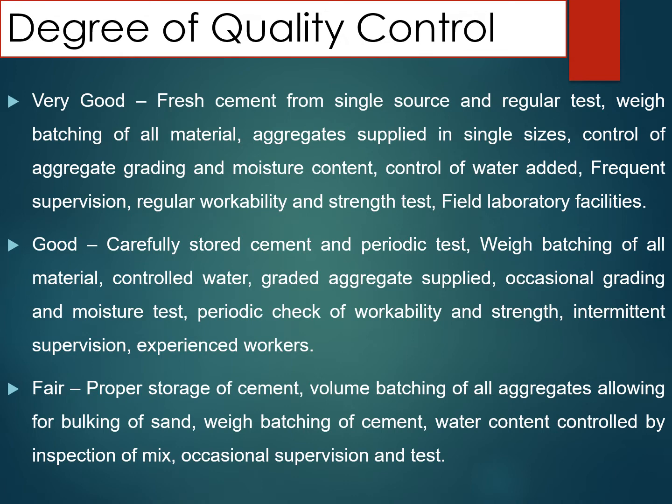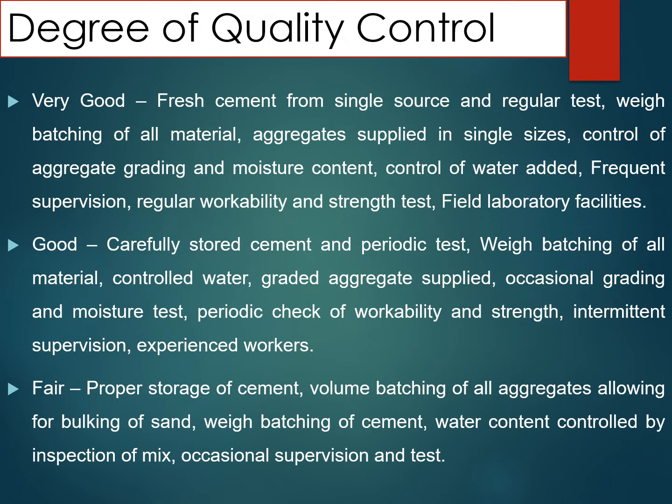the project site. A good degree of quality control is considered when carefully stored cement and periodic tests are being conducted, weigh batching of all materials is being done, controlled water and graded aggregates are supplied, occasional grading and moisture tests are being conducted, periodic checks of workability and strength are being done, and intermittent supervision and availability of experienced workers will cover the good degree of quality control.